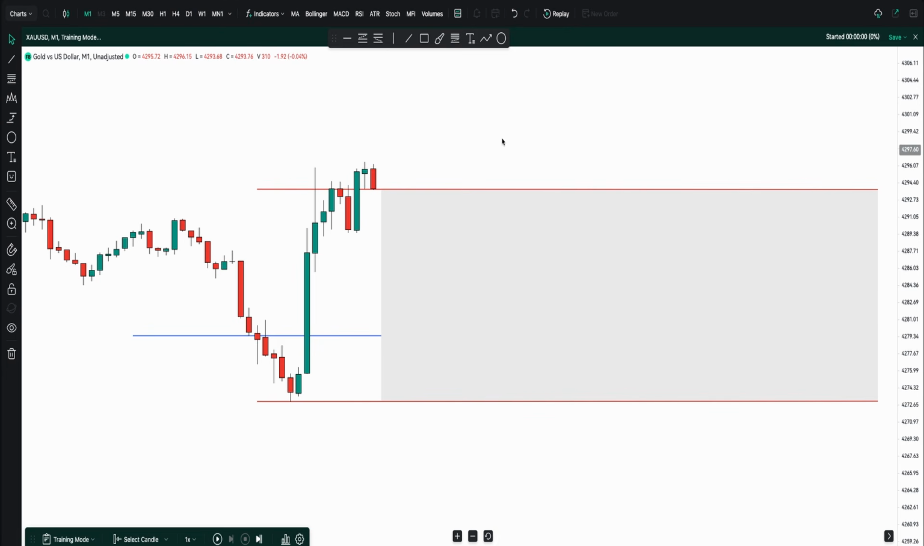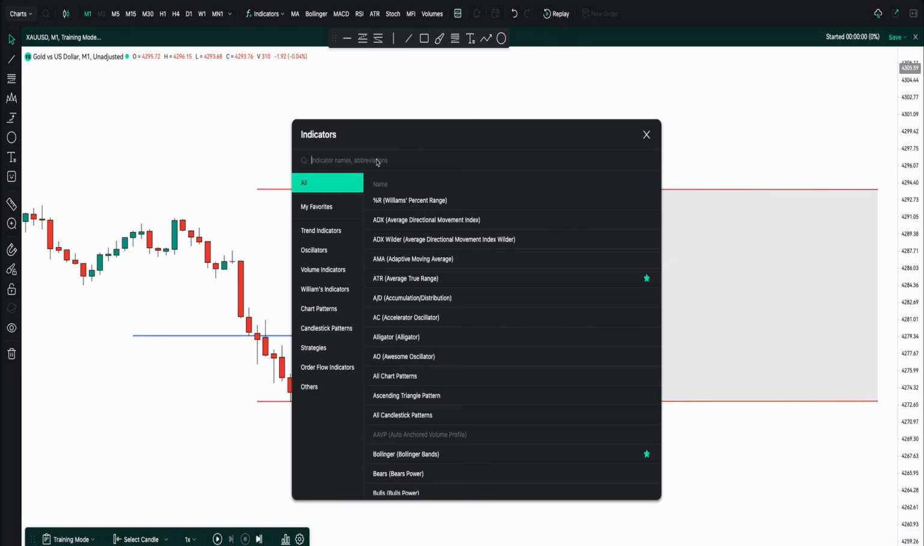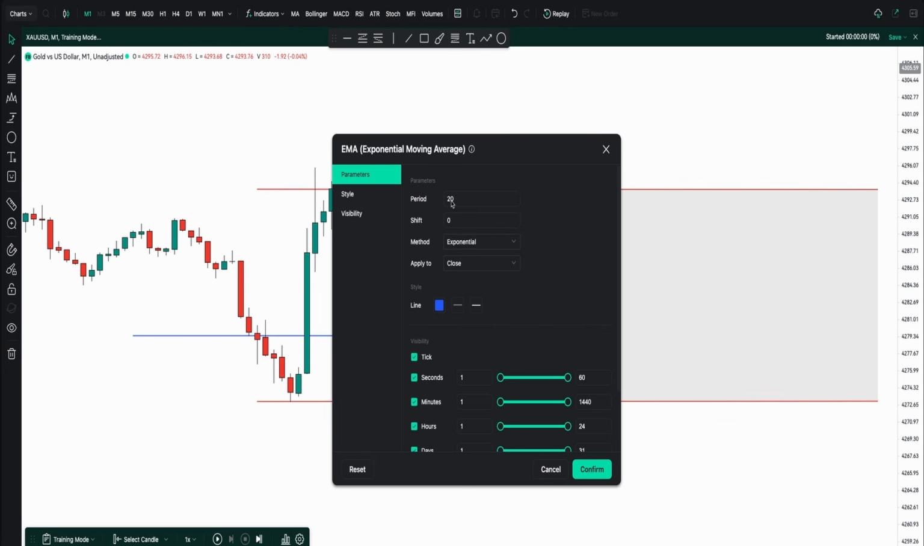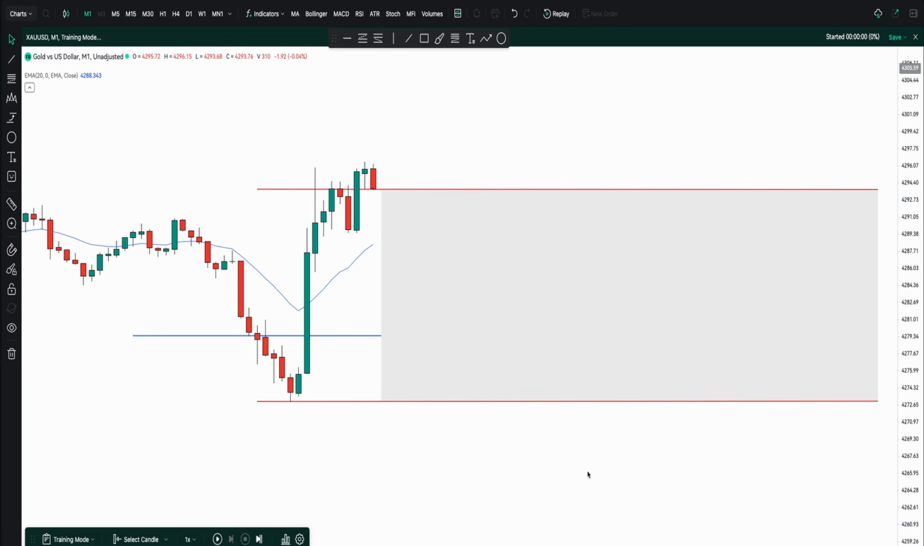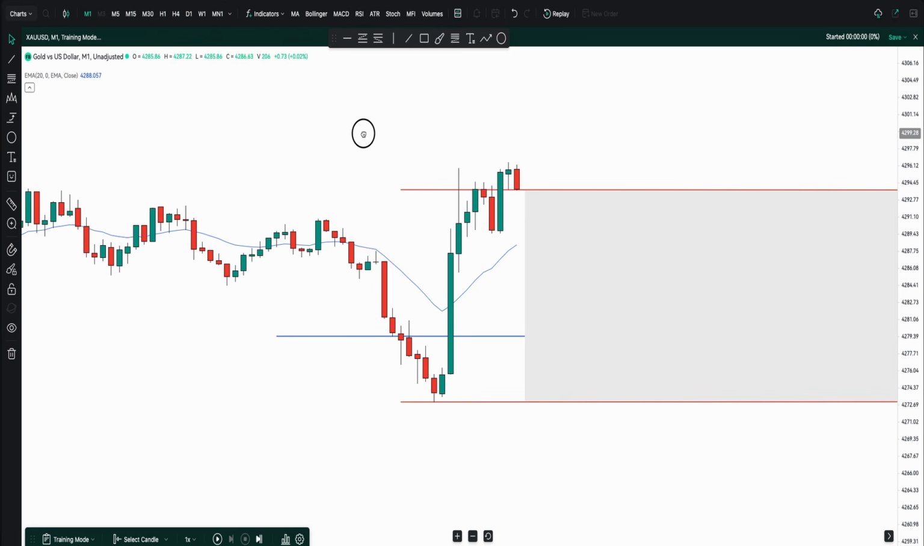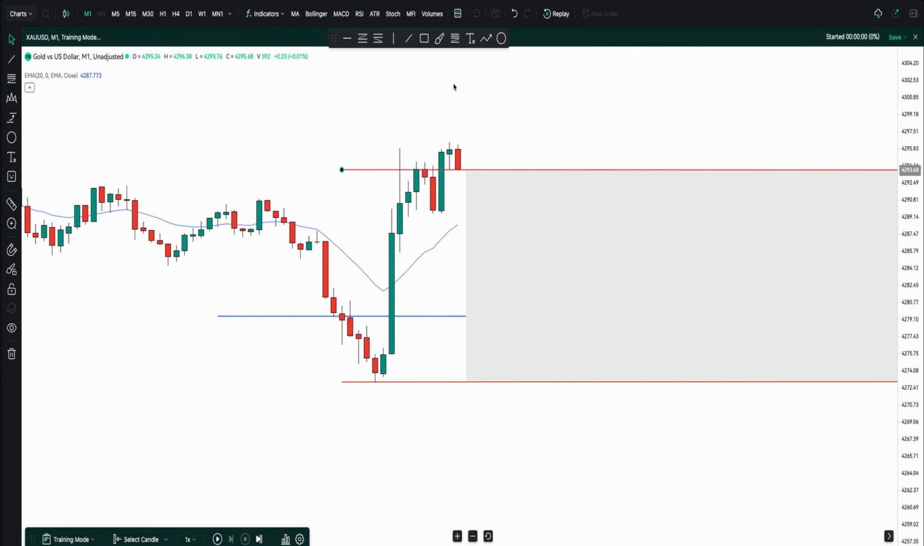So we're waiting for a pullback there, but before we do that, we can also add a moving average of period 20. It has to be 20. I've seen this strategy works well with a 20 period moving average like this on the chart. So we want to also see candles pull down below the moving average. Then the next candle that breaks above the moving average is going to be our trigger candle. Remember, this is a 1 minute scalping strategy using CRT models and a one candlestick strategy.